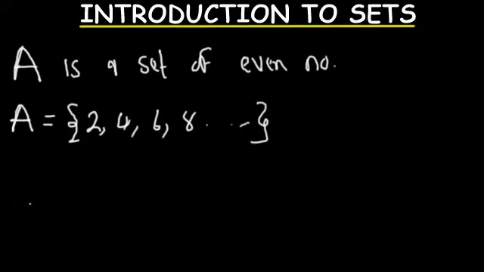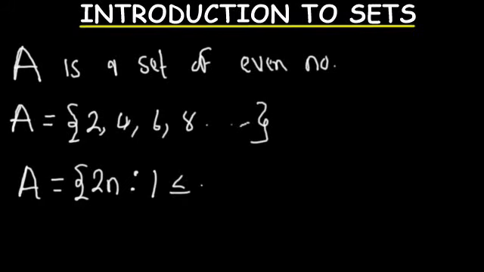This is most commonly used, but at times they make use of the set builder form as well. The last one is known as the set builder form. It is a way of describing a set by stating some properties which characterize the elements of the set. Let's consider the same example. If we want to describe set A using set builder form, then we write A equals {2n such that 1 ≤ n ≤ 4}.